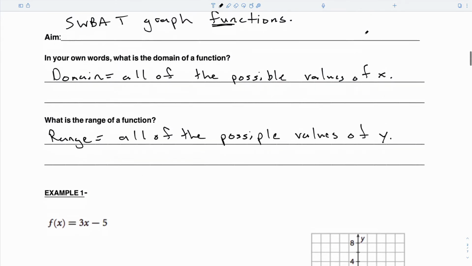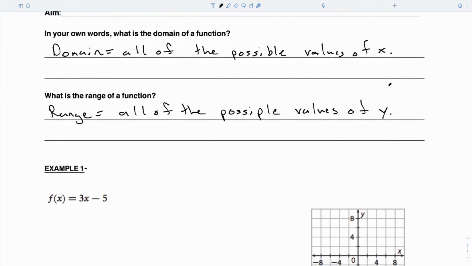Okay, so hopefully you put something like this. The domain are all the possible values of x in your function, and the range are all the possible values of y. If you need to add that to your answer, go ahead and add it now.